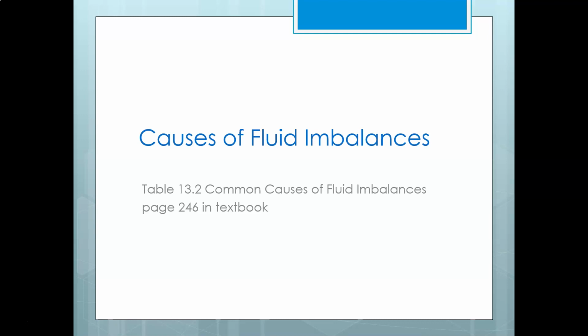Now, fluid overload. This is when the body has too much fluid. So what are some causes of it? It can be late stages of kidney failure, heart failure, which we're going to talk about in extent next week, long-term corticosteroid therapy, and water intoxication, and excessive fluid replacement. So these are some of the common causes of fluid imbalances.